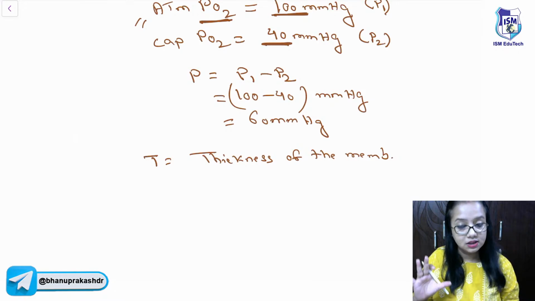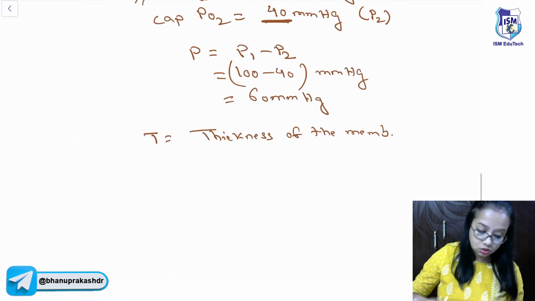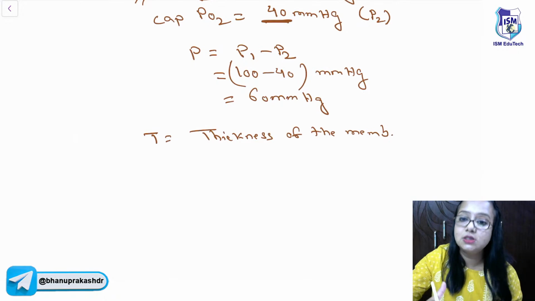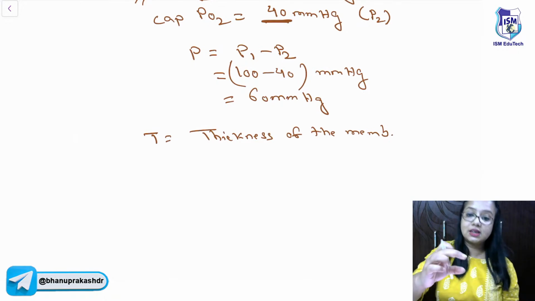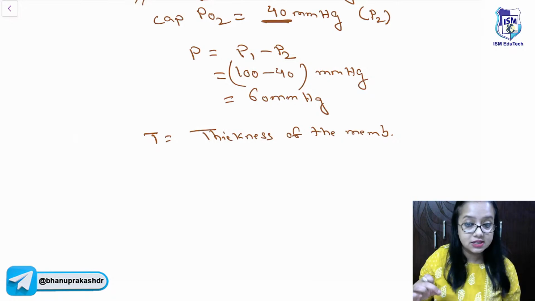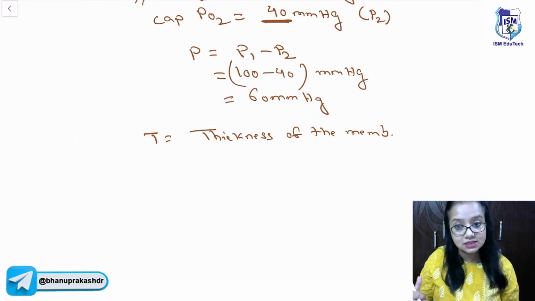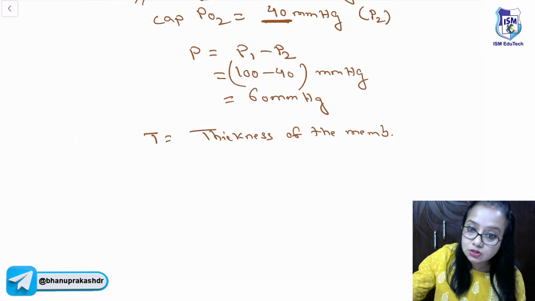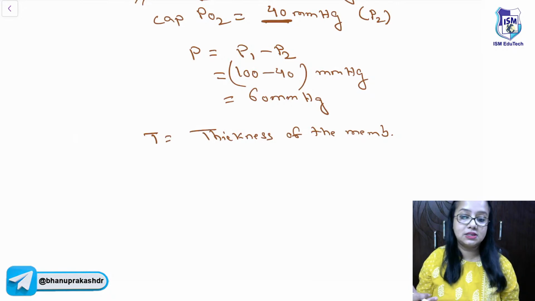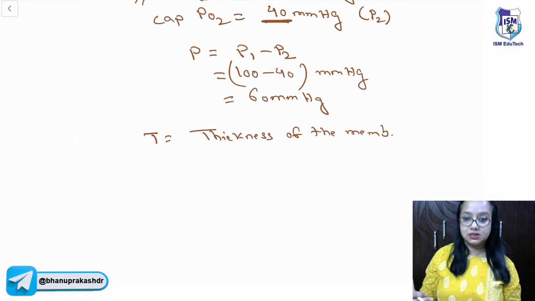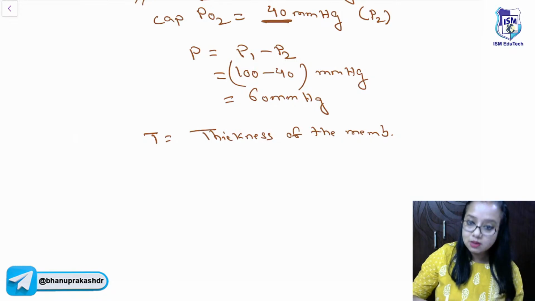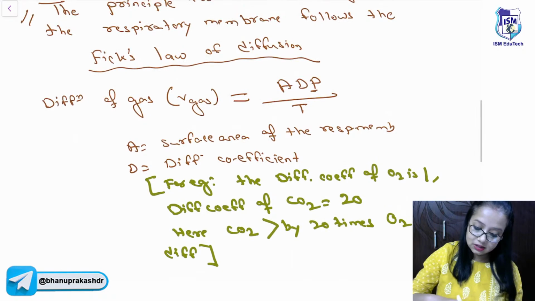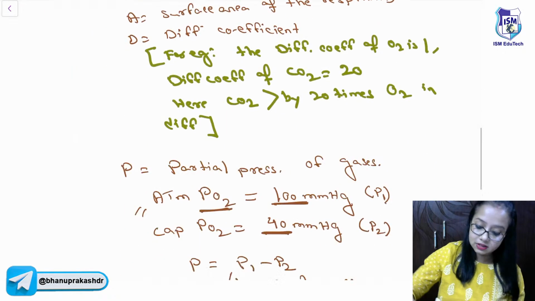That is the normal range of its value. So if this thickness is more, then obviously the gas will have more difficulty in passing, in getting exchanged. So this thickness has an inverse relation. If the thickness is more, then the diffusing capacity will be less. So this is the principle of the diffusion of gas following Fick's law.